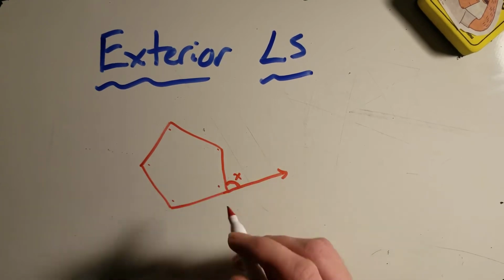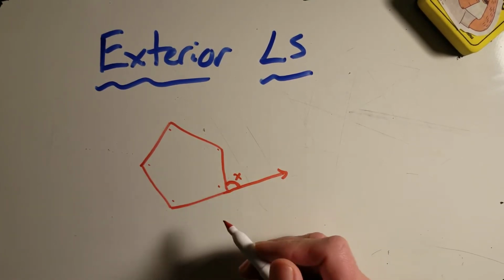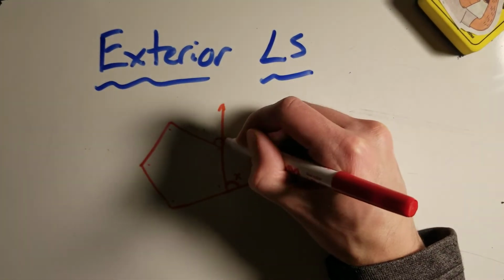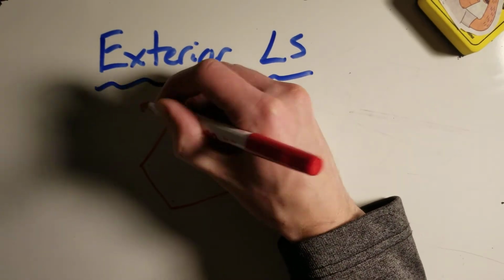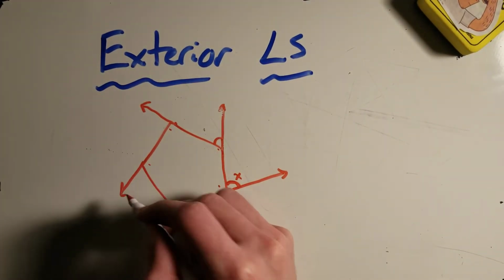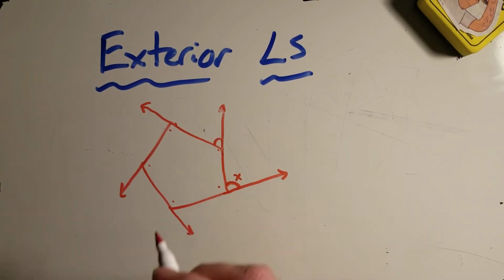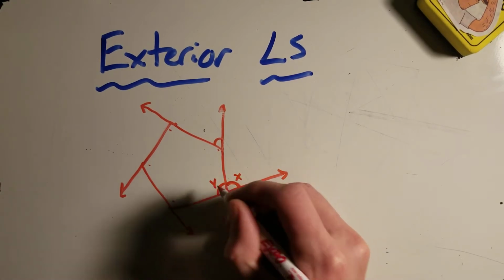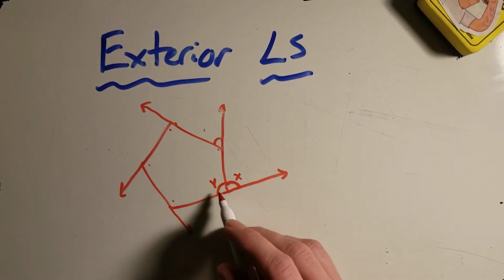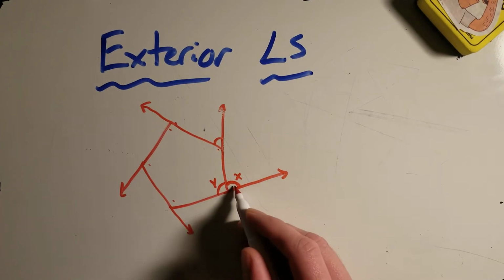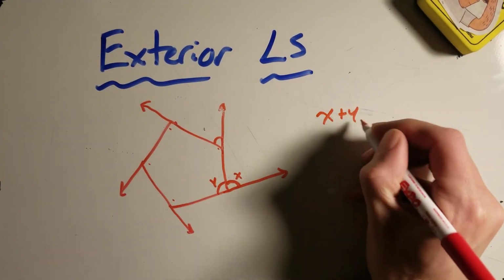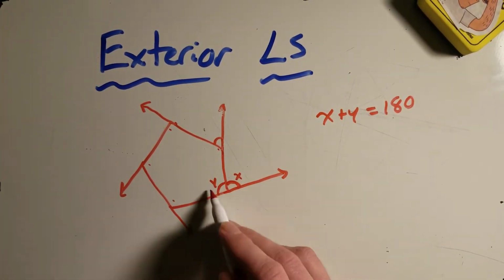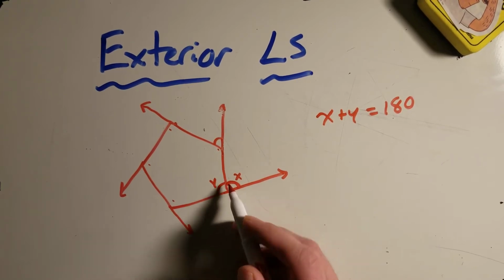Call it x. So this is an exterior angle, and at every interior angle, you can always extend the side and make a new exterior angle. So for every interior angle, there's an exterior angle that matches up with it. If we just focus on two of them, the relationship between the interior angle and the exterior angle is that they're supplementary. So x plus y equals 180. Every interior angle and its exterior angle, that pair, add up to 180.